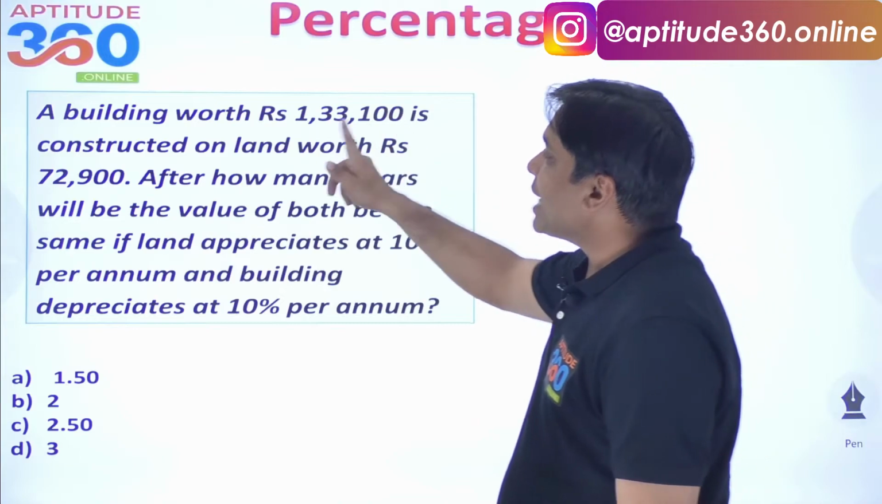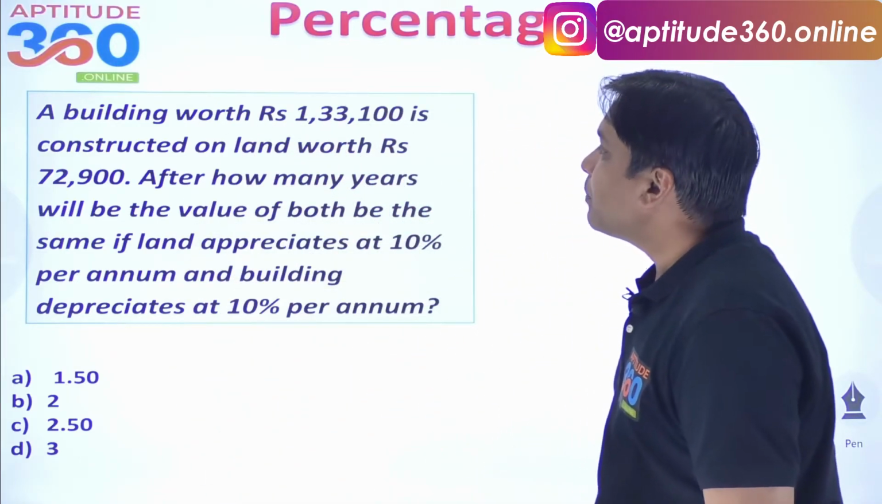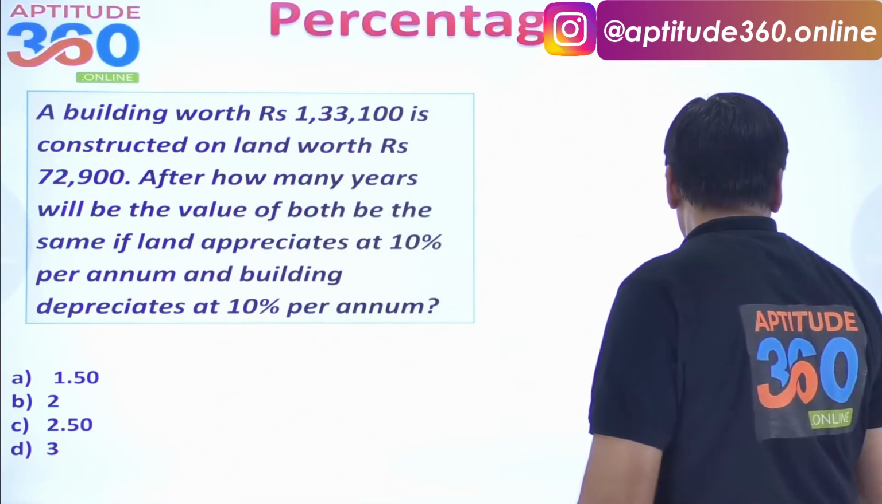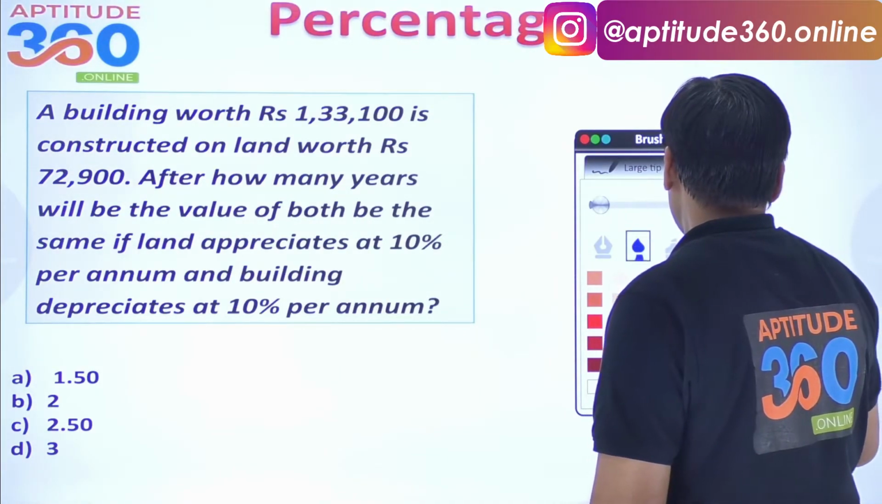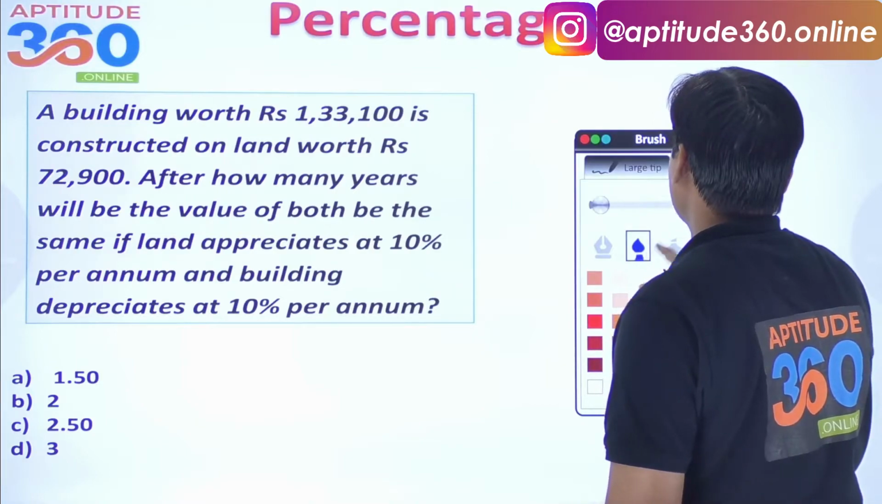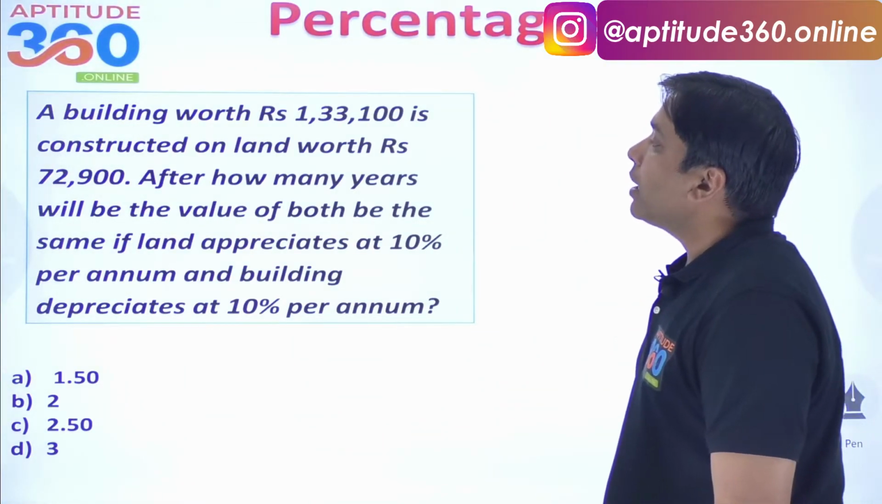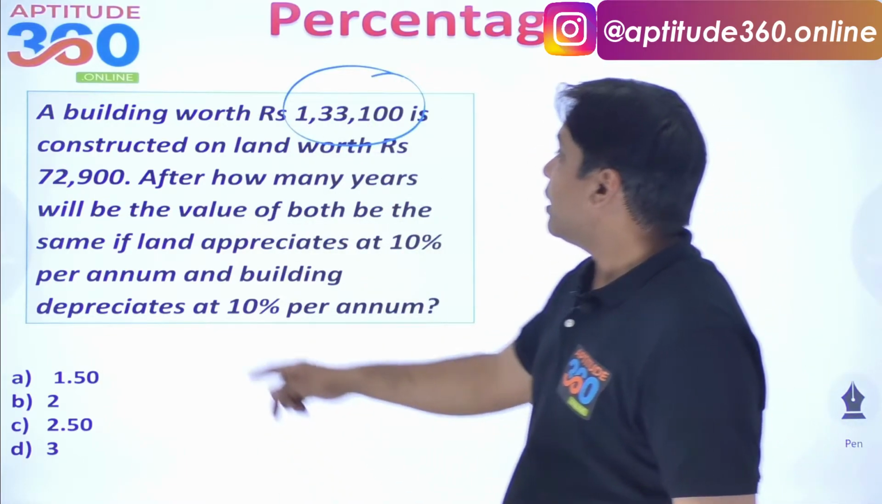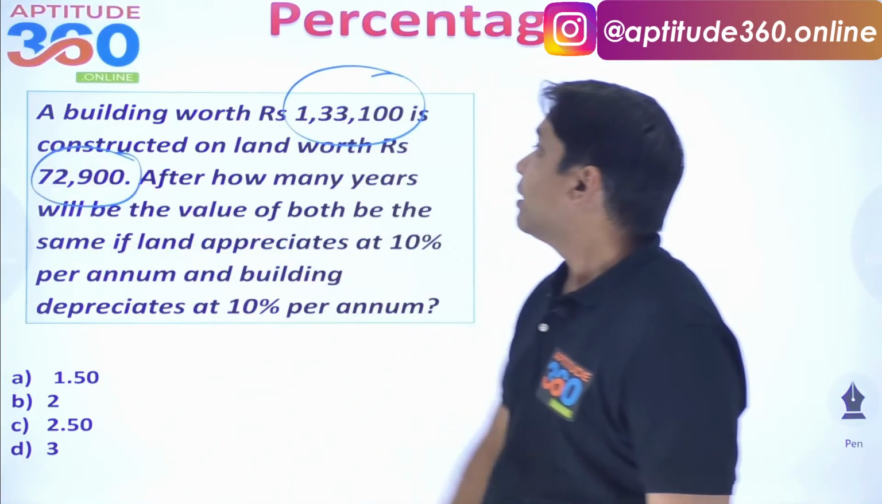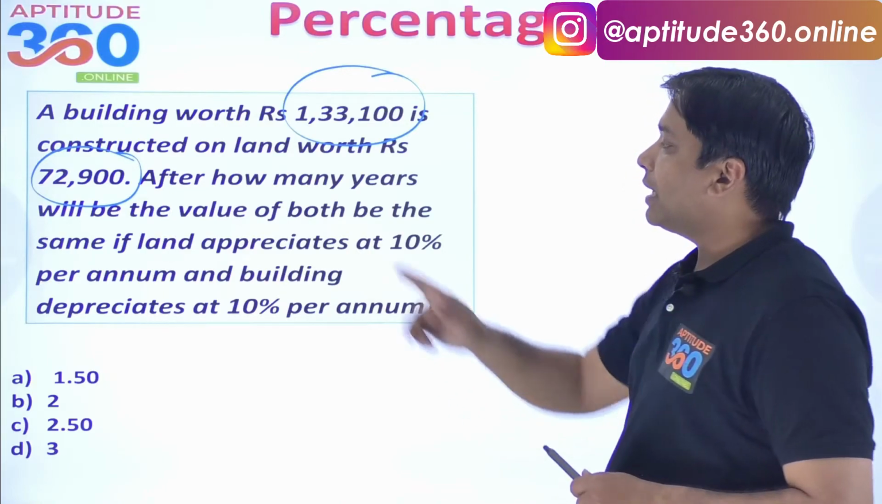Now the last problem over here is going to be, a building worth this, read this problem, and in the meantime I'm going to change the color of the pen. So what do they say here? What do they say here? The worth of the building is this, and the land it is constructed on, the price of the land is this.